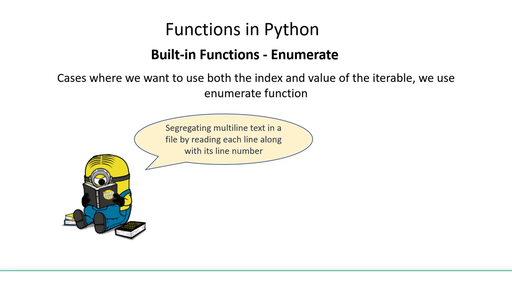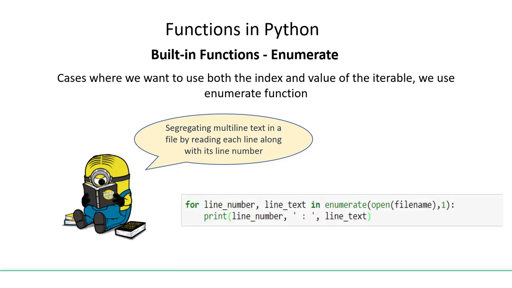Now, if we want to segregate multi-line text in a file by reading each line along with its line number, it's a very simple task. How is it achieved? We will have a for loop again with 2 iterables, one being the index and the second being the text itself. And we are going to enumerate the file object to get both the line number as well as the text present in it. With this, let us jump into our Jupyter notebook to implement the enumerate function in Python.